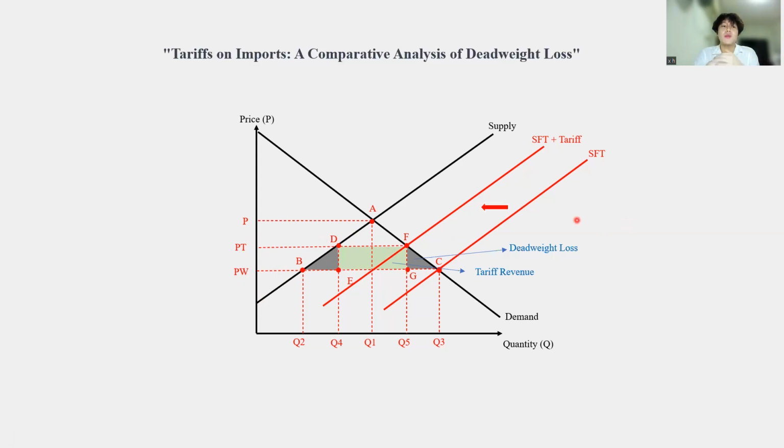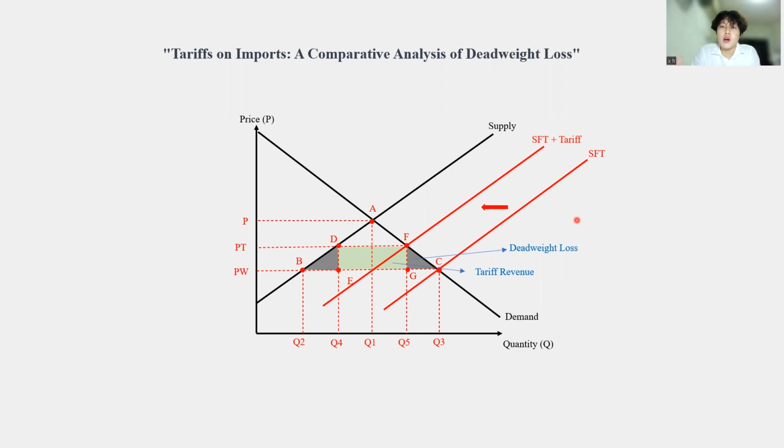Now I'll be talking about the difference between deadweight loss in a consumption tax and a tariff. In the case of a consumption tax, the deadweight loss is caused by reduced consumption due to the higher price, leading to less quantity demanded and supplied in the market. It primarily affects domestic transactions and may not necessarily reduce the quantity traded in the international market.